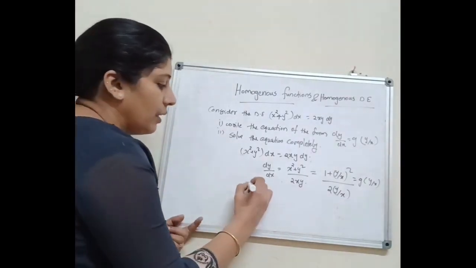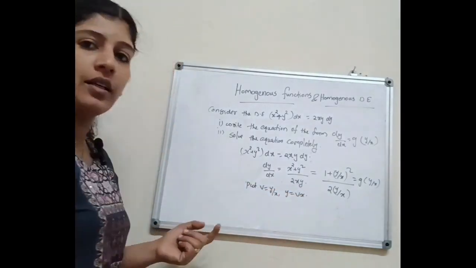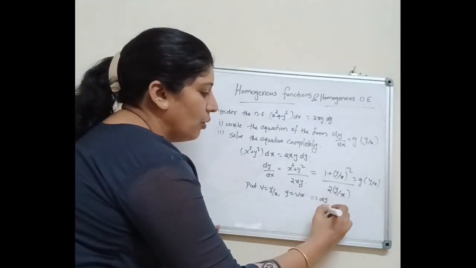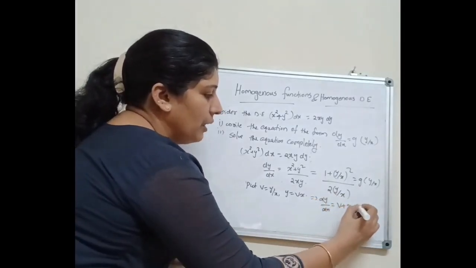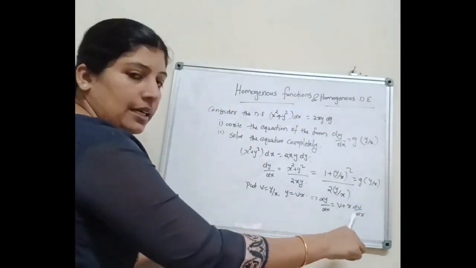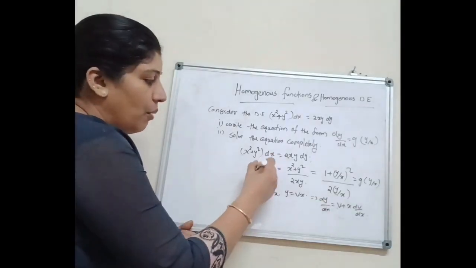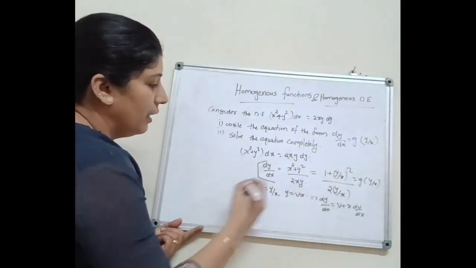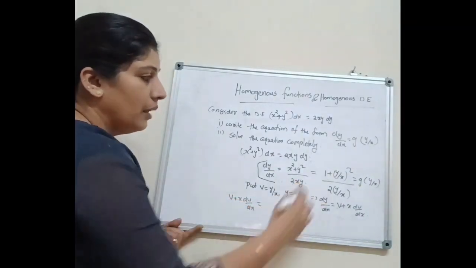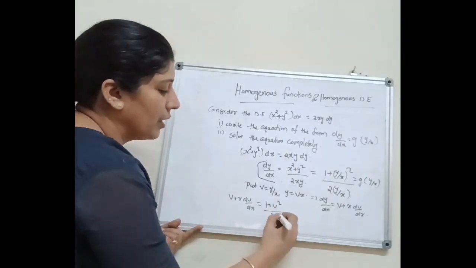Put v equal to y by x, that is y equal to vx. Next, we have to find dy by dx. dy by dx equal to v plus x into dv by dx. Next, substituting dy by dx equal to v plus x into dv by dx and y by x equal to v in this homogeneous differential equation, we can write v plus x into dv by dx equal to 1 plus v square divided by 2v.